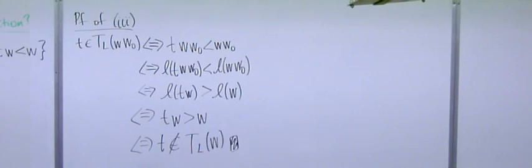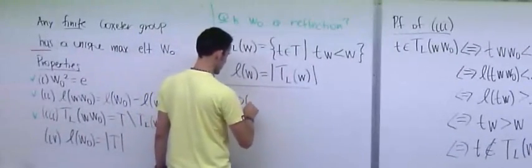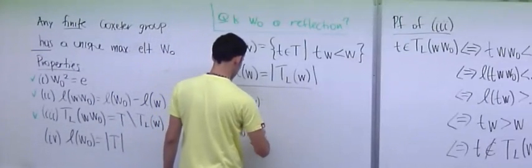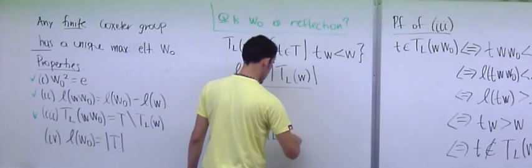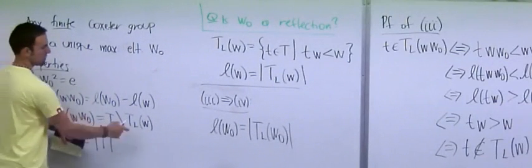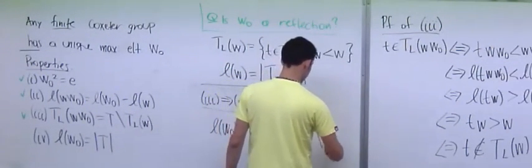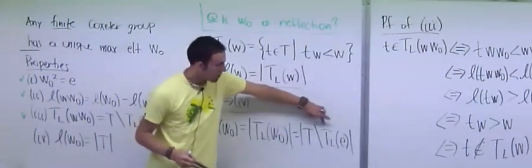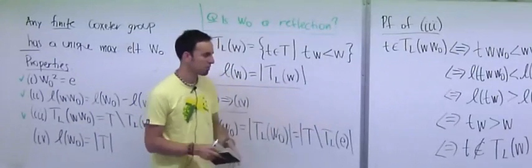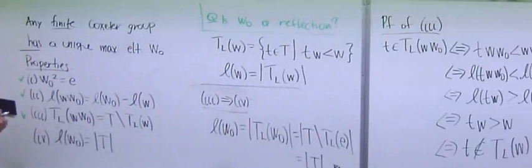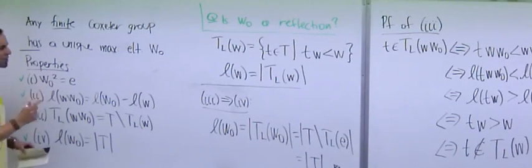And now from my third property, the fourth one follows very easily. The reason being that the length of W naught is equal to the number of elements of TL of W naught. But if I plug in the identity here, I get that this is T minus TL of the identity. Okay. And I know that there are no reflections that make the identity shorter. That means this set is empty, which means this is easy. So you see the key property is number 2, which we proved last time, and everything else follows for free.